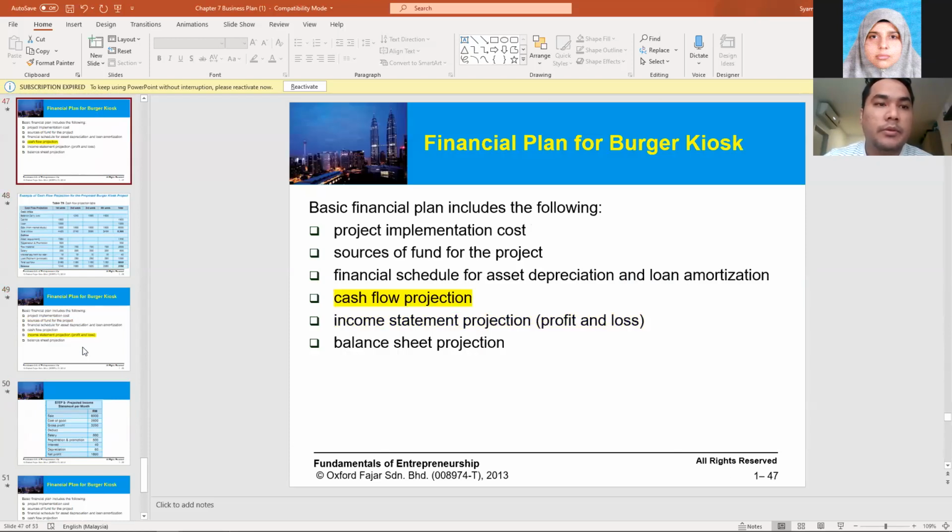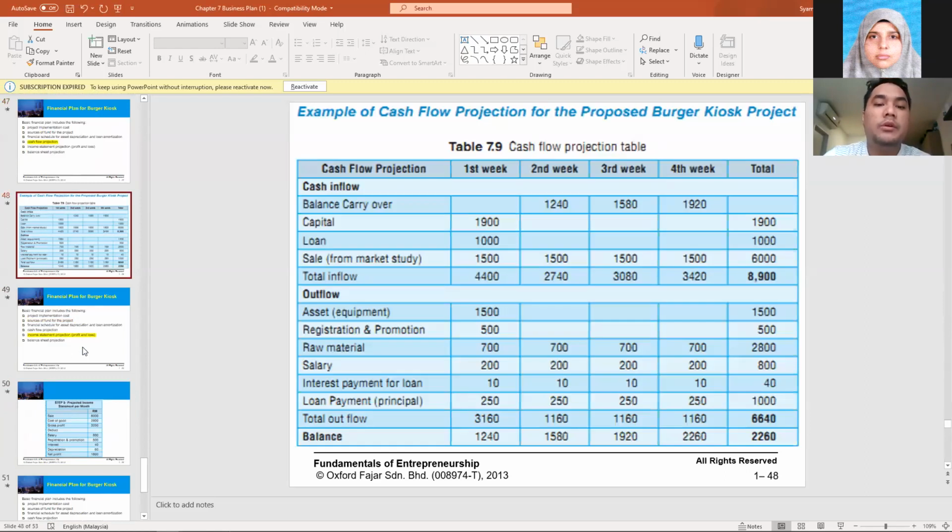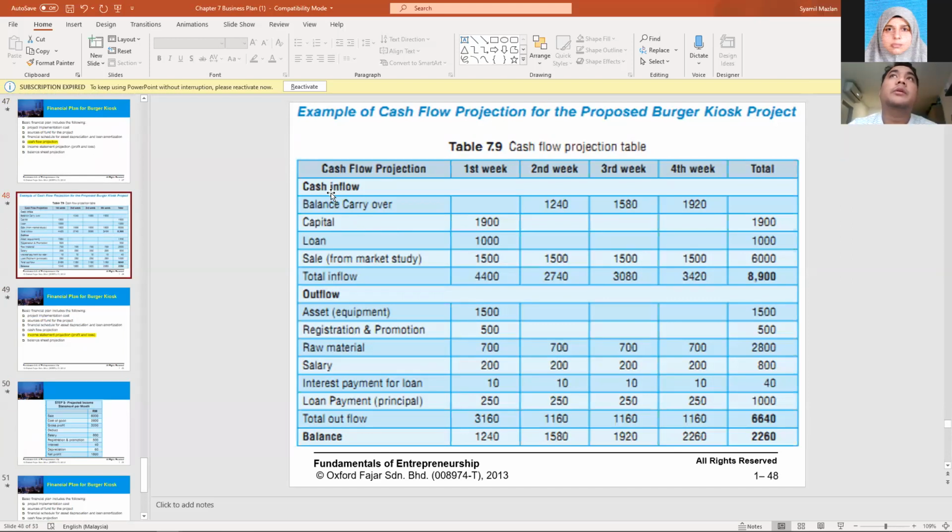Okay, previously we did the cash flow projection, remember? The inflow, the outflow, right? Now, let me repeat that, maybe you are forgetting from the previous class. For example, previously we have inflow.